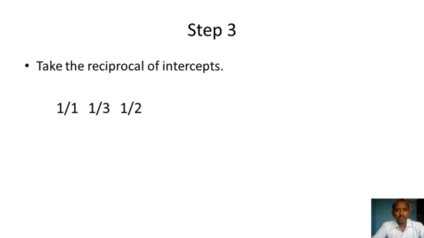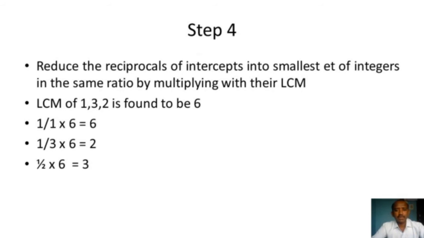Next, take the reciprocal of the intercepts. Why are we taking the reciprocal? To reduce that number. So we take the reciprocals, that is 1 by 1, 1 by 3 and 1 by 2. Then reduce the reciprocals of the intercepts into the smallest integers in the same ratio by multiplying with their LCM. First we have to find the LCM for 1, 3 and 2. It is easy to find: 3 into 2 is equal to 6. The LCM is found to be 6.